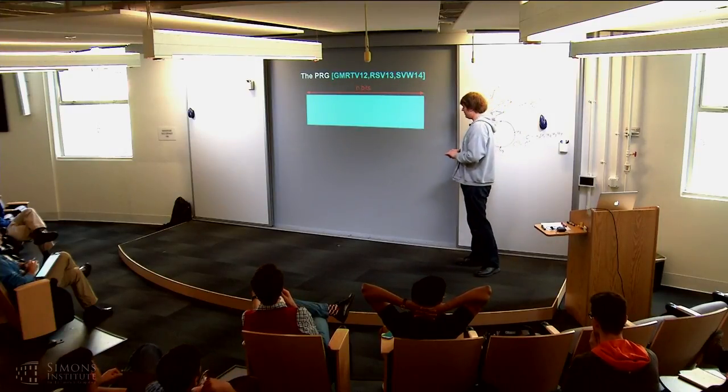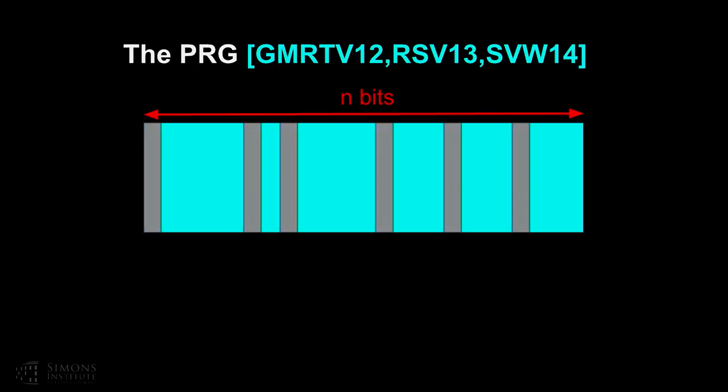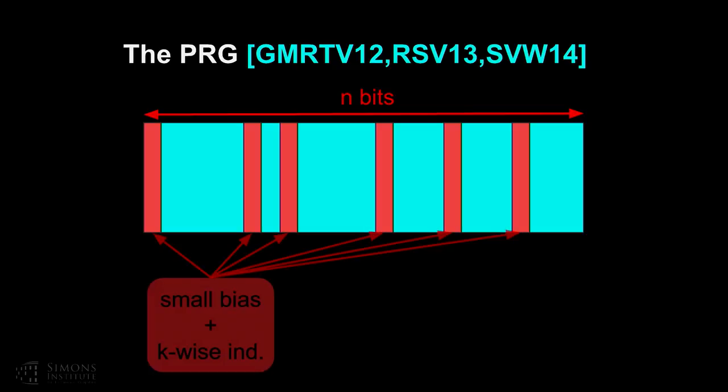Okay, I want to tell you what the pseudorandom generator is that is underlying this. Let's take our computation. We think of it as reading in n bits. What we're going to do is pseudorandomly select a subset of those bits, and we're going to set them using a small bias generator.